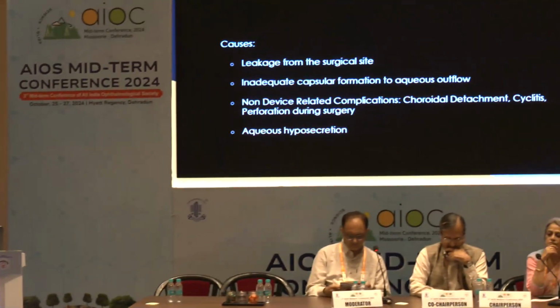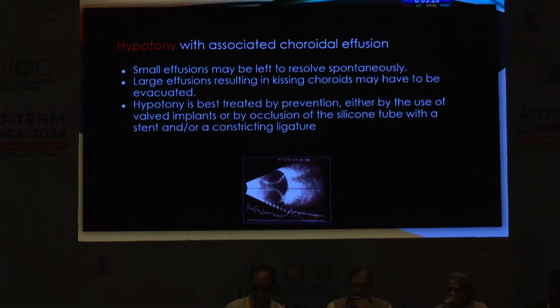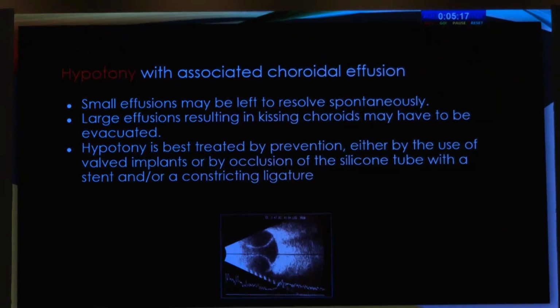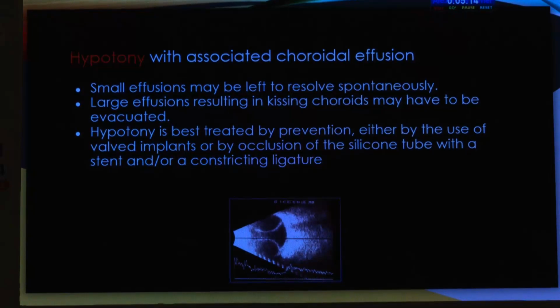It's even more serious than after trabeculectomy. The incidence of hypotony varies with the type of implant, and we are more likely to see hypotony after non-valvular implants, that is Baerveldt or Aurolab implant. Causes of hypotony can be leakage from the surgical site, or inadequate capsular formation to aqueous outflow. Then this could be non-device related, like choroidal detachment, cyclitis or perforation during the surgical steps, or it could be transient aqueous hyposecretion.